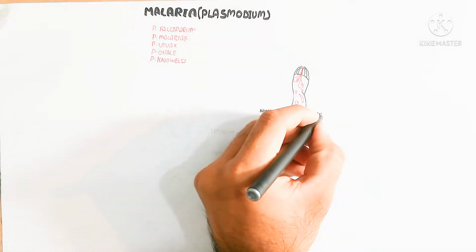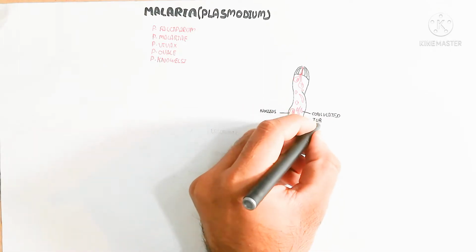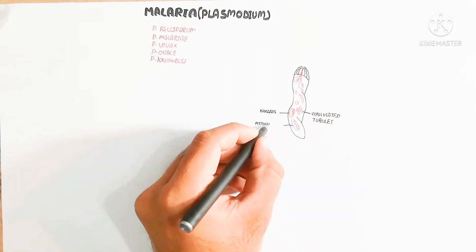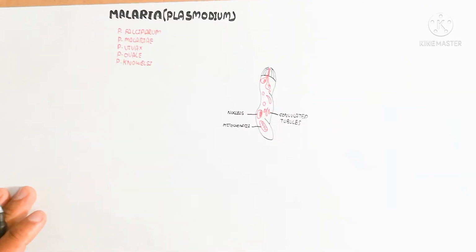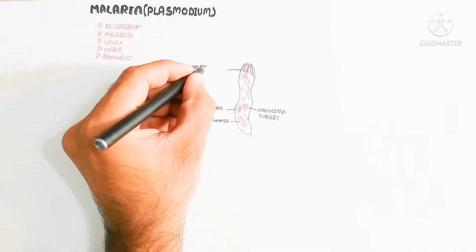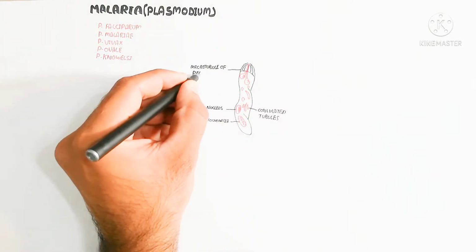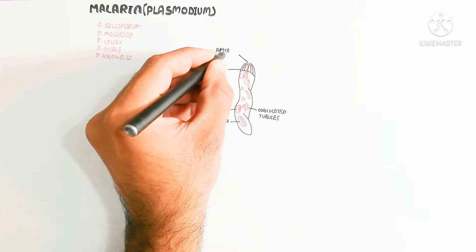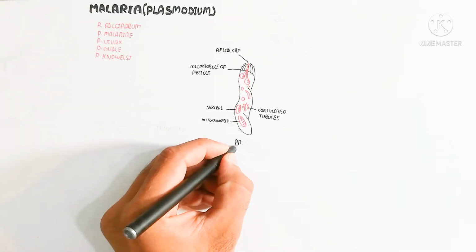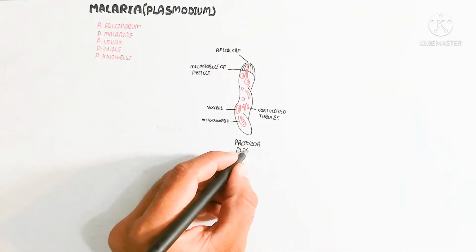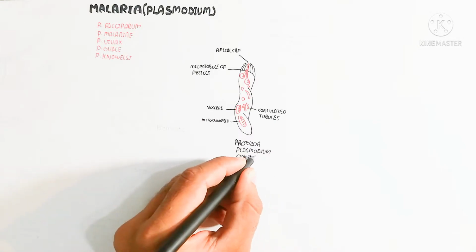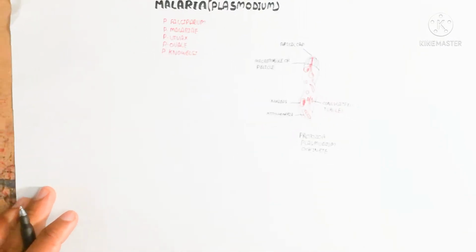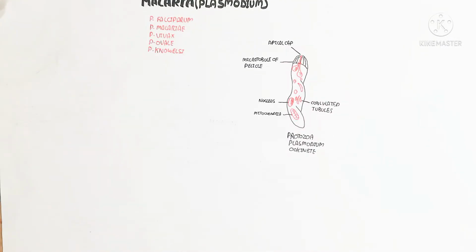Here you can see the protozoa. This protozoa contains a nucleus, mitochondria, convoluted tubules, and the microtubules of the pellicle. An apical cap is shown in the figure. This is the general structure of the protozoan Plasmodium, and this is the ookinete.